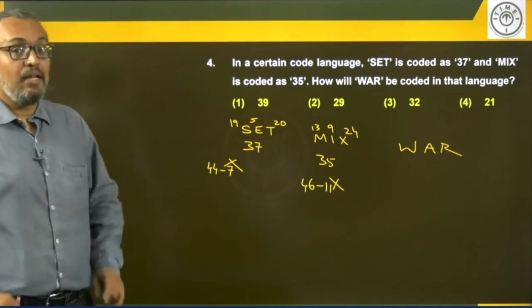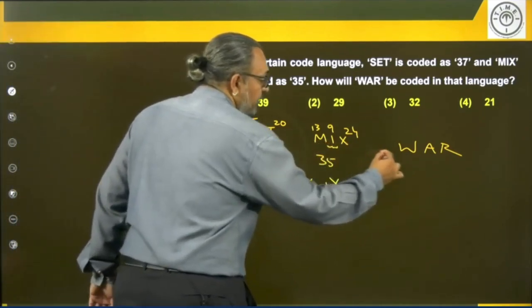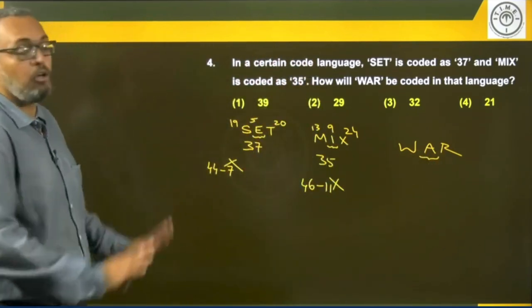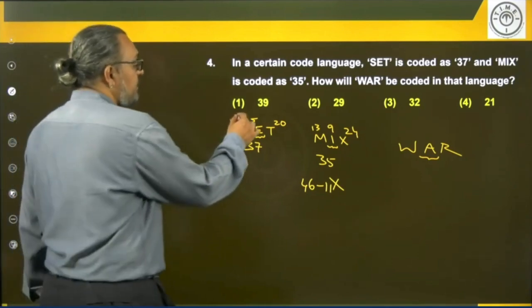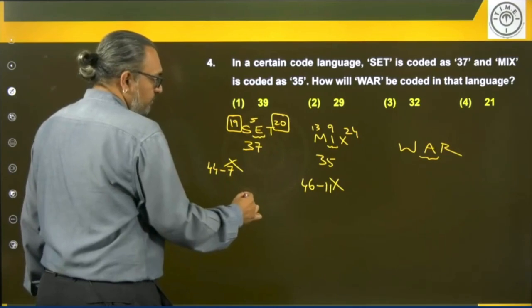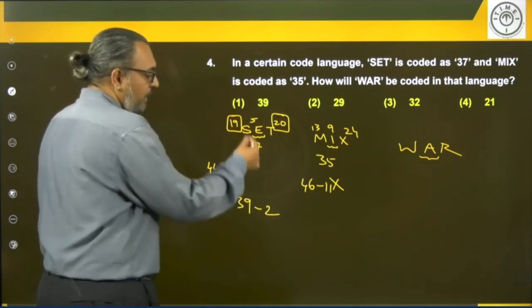Now what else I can look for is, if you observe, the middle letter in each of these are vowels. The remaining are consonants. Okay. Then let's try and take only the consonants. Now 19 and 20 is how much? 39. So 39 minus 2, I am getting 37.